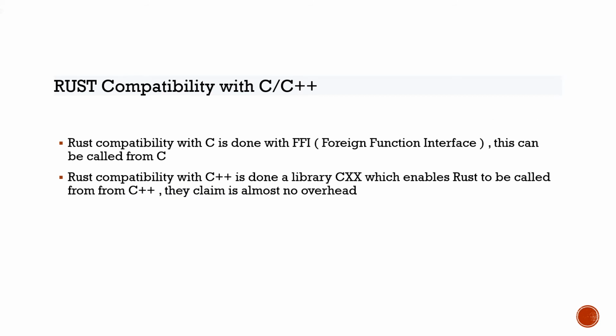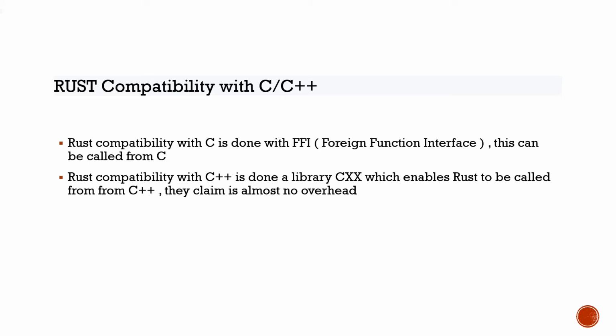Any new language has to have backward compatibility, and that applies to Rust also. So we have to look at whether Rust is compatible with C++. Any Rust code should fit into the C++ environment. Otherwise, it will be very difficult because we have a big code base of C++ legacy software.